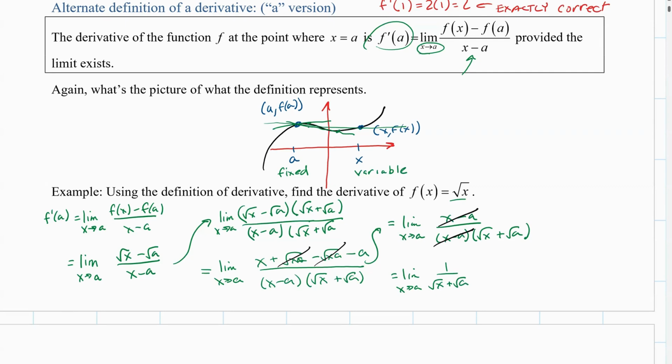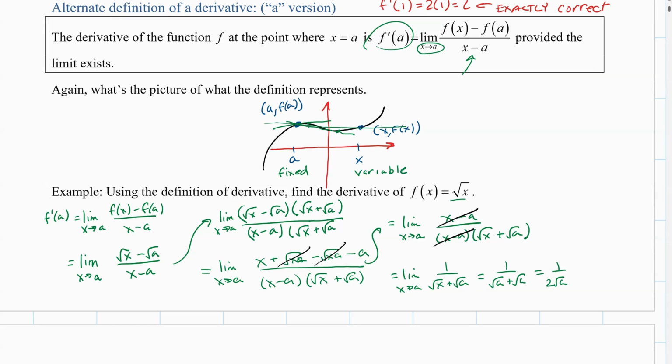Now, when we look at that, can I plug and chug now? Will I get a 0 on the bottom? I won't. When I apply the limit now, I get 1 over square root a, replacing every occurrence of x with a, plus the square root of a, or I get 1 over 2 root a.